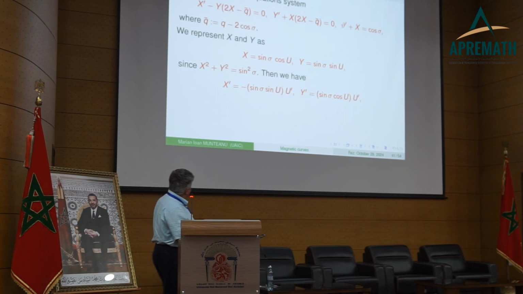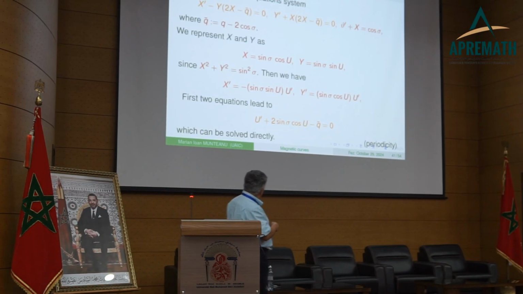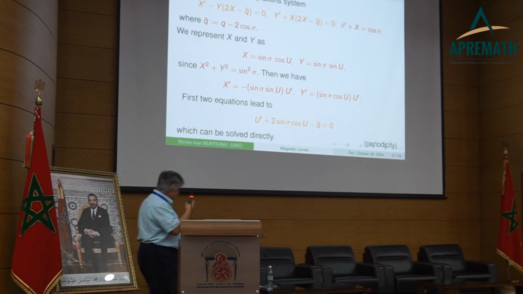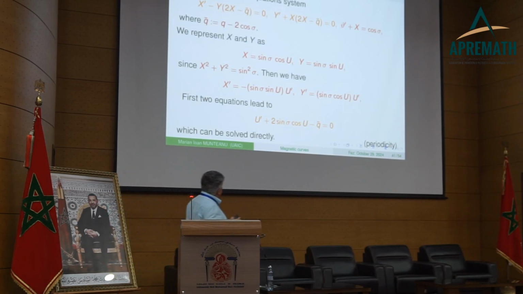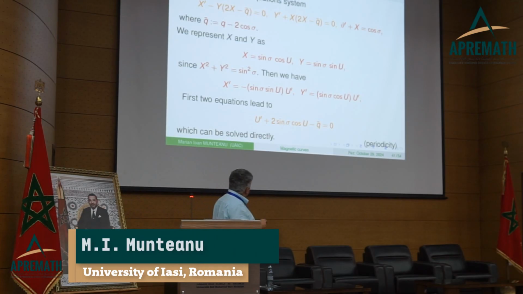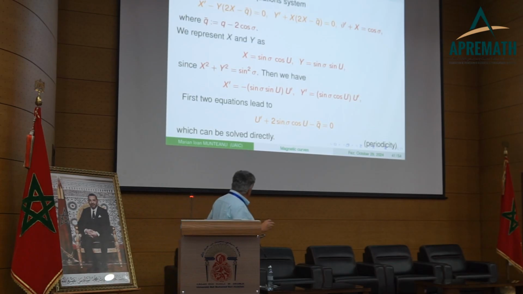Now we can do something more. We represent x and y in this way. We put this constant, and everything reduces to this one. So that very complicated system reduces to this one, which can be solved explicitly. So we have the solution. But in our first paper on magnetic trajectories in SL2R, we are interested in periodicity of magnetic trajectories. So we were not interested in other things.